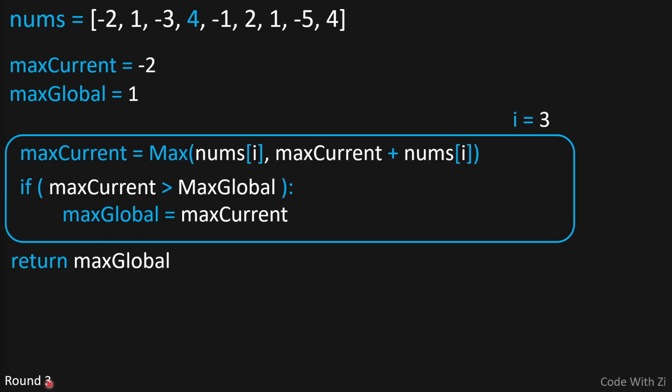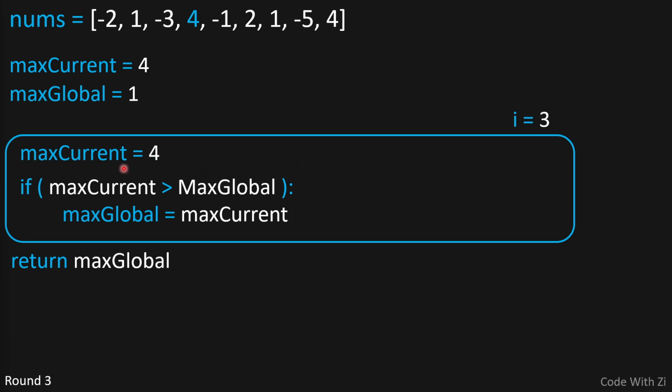And now we're going to be in the third round of our loop. Our I has incremented, and now it's pointing to this number that we have here. And then we're going to check our max current. We're going to say max current is the maximum number between nums of I, which is going to be 4, and max current plus nums of I. Well, let's see. Max current is currently -2. So -2 plus nums of I, well, that's going to give us 2. As you can see, 4 is greater than 2. So max current is equal to 4.